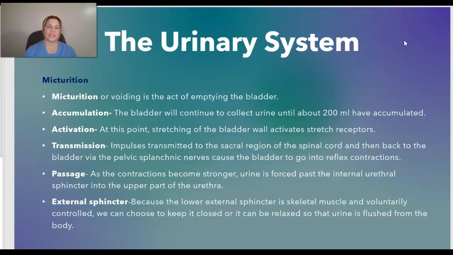Impulses are transmitted to the sacral region of the spinal cord and then back to the bladder via the pelvic splanchnic nerves, causing the bladder to go into reflex contractions. And then you have the passage of urine. As the contractions become stronger in the bladder, urine is forced past the internal urethral sphincter into the upper part of the urethra. And then the external sphincter, which we just talked about, is voluntarily controlled.